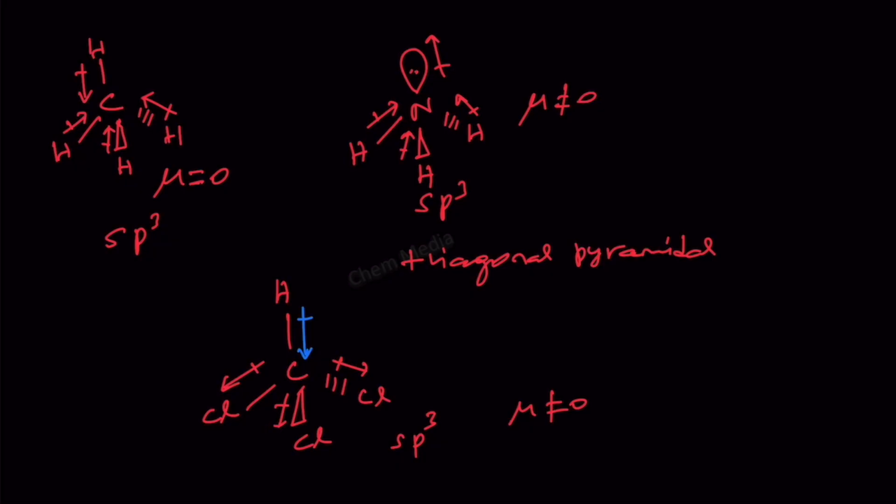If it is CCl4, tetrachloromethane, then the dipole moment will be 0. But we don't have CCl4. We have CHCl3, trichloromethane. Therefore, for trichloromethane, the dipole moment is non-zero and we shouldn't count that.